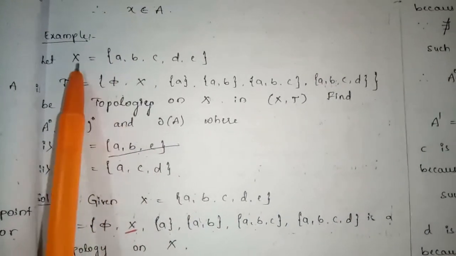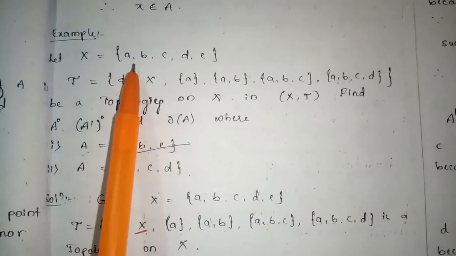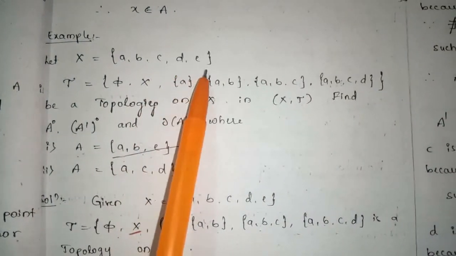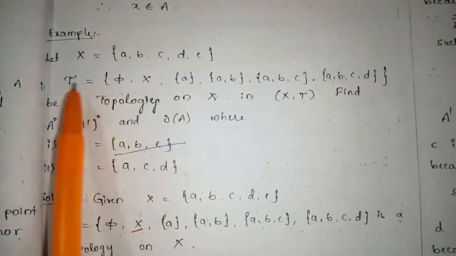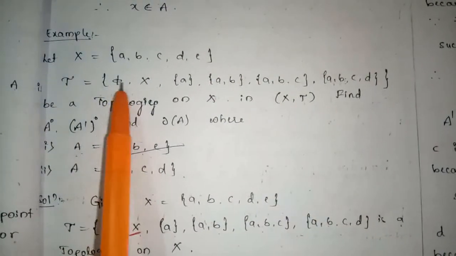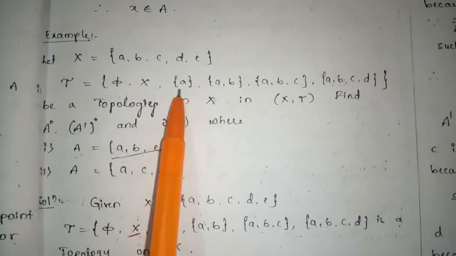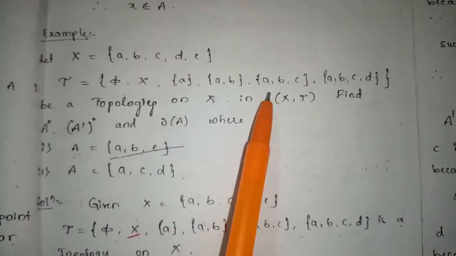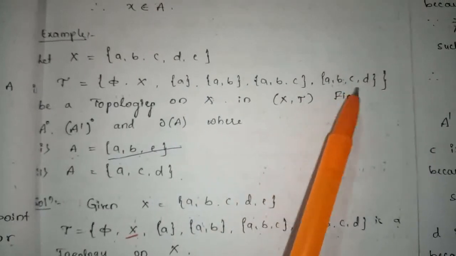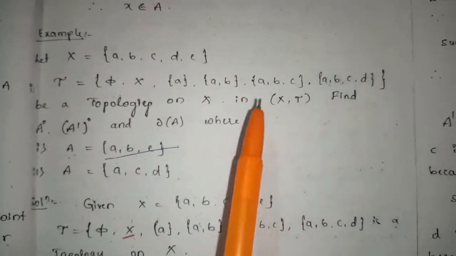See the example. Let X = {a, b, c, d, e}, and τ = {φ, X, {a}, {a,b}, {a,b,c}, {a,b,c,d}}. This is the topology on X.